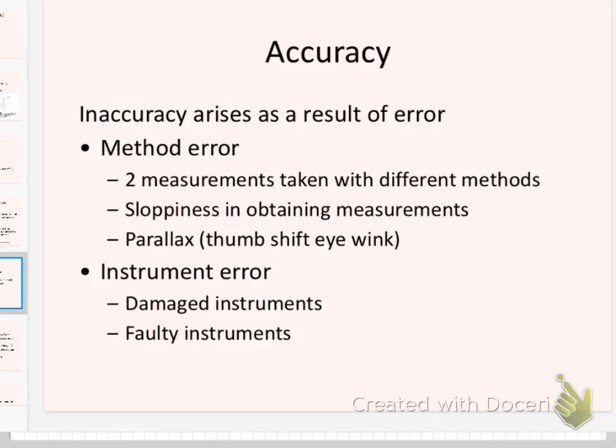Take two measurements with different methods. Perhaps you have recently experienced this in a lab setting, making measurements with multiple methods. That can lead to inaccuracies. And again, if you're not using precision instruments, you never know which measurement is inaccurate if you're getting different measurements.